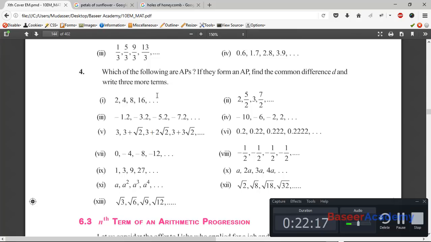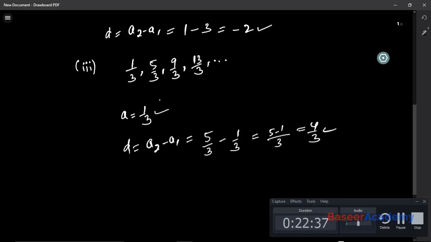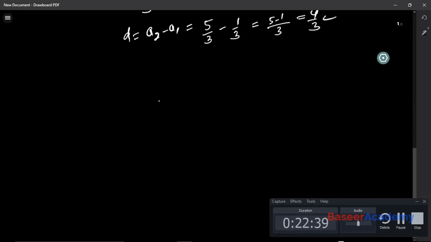Now, the fourth question says, which of the following are arithmetic progressions? If they form an arithmetic progression, find the common difference and write 3 more terms. I'll just work out any two from the list. I believe the rest of them you can do on your own. Let me pick the first one here. Fourth question, first bit: 2, 4, 8, 16.